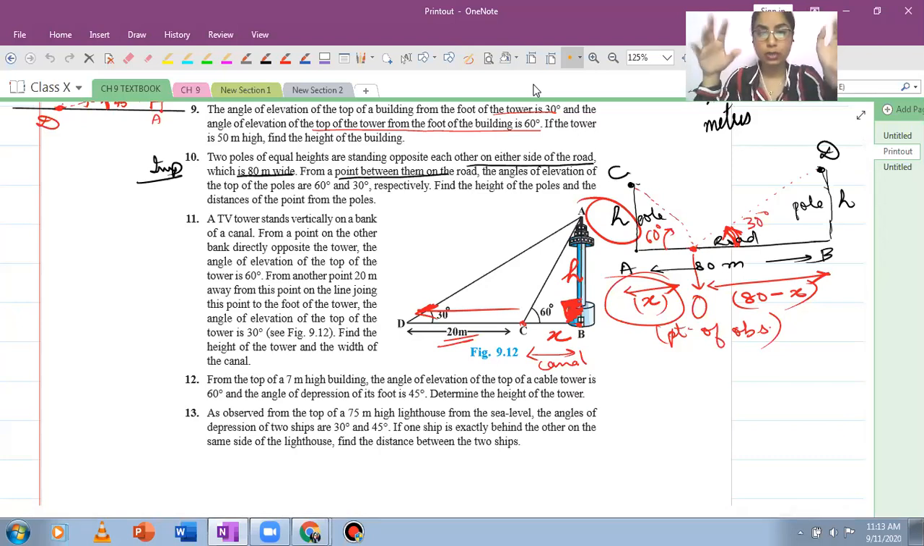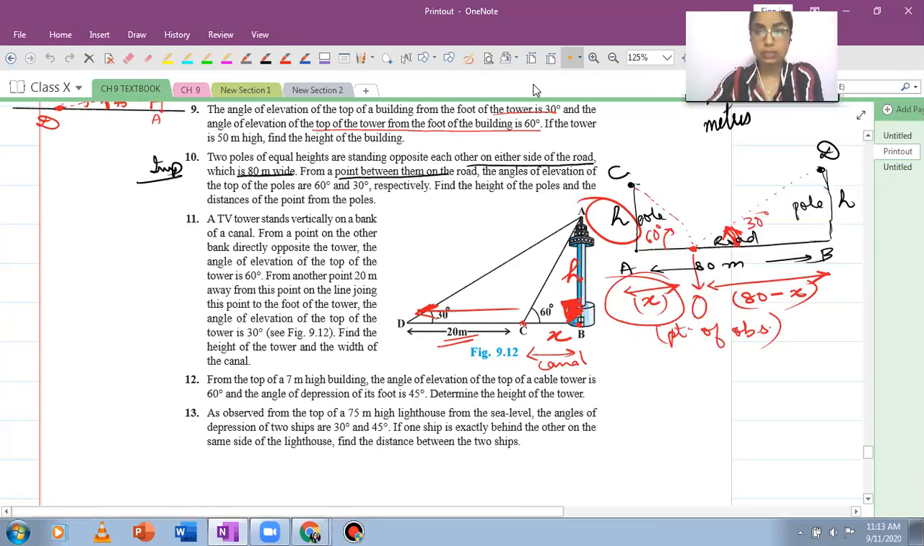So draw accordingly, and then बिल्डिंग के ऊपर खड़े होके जब उस टावर को ऊपर टॉप पे देखा गया और उसी टावर के बॉटम को देखा गया तो एंगल्स बन रहे हैं. ऊपर देखेंगे तो एंगल ऑफ एलिवेशन बनेगा, नीचे देखेंगे तो एंगल ऑफ डिप्रेशन बनेगा. The angle of elevation is 60 degrees. The angle of depression is 45 degrees. You have to find out the height of the tower.